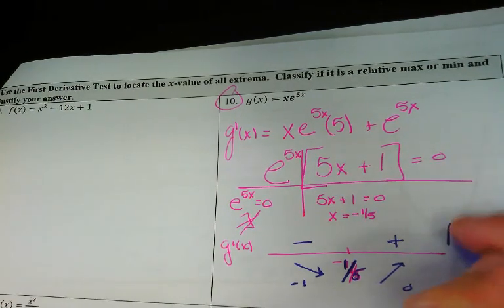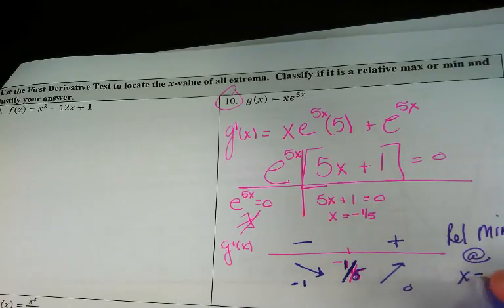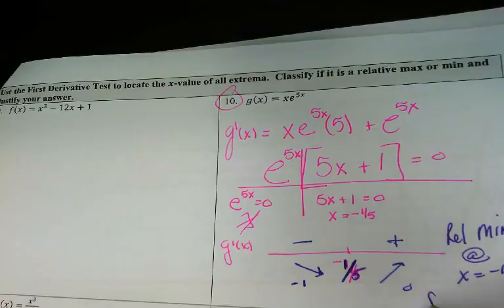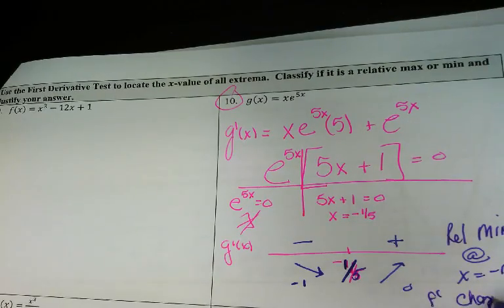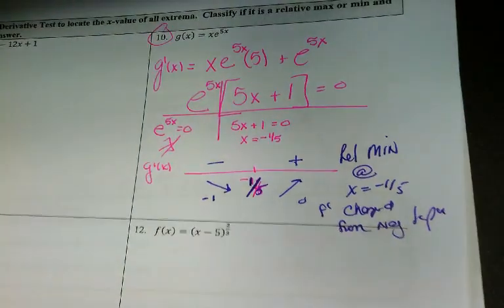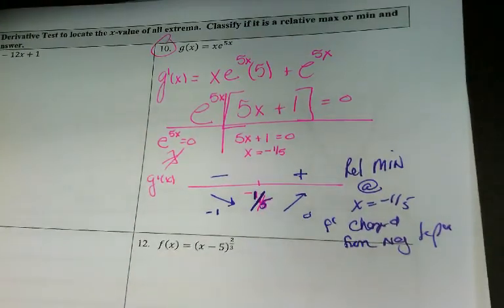So we've got a relative min at x equals negative 1/5. F prime changed from negative to positive. Sorry, totally off the paper. F prime changed from negative to positive.